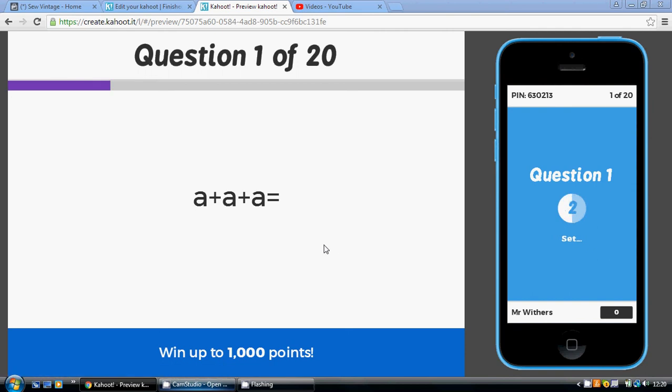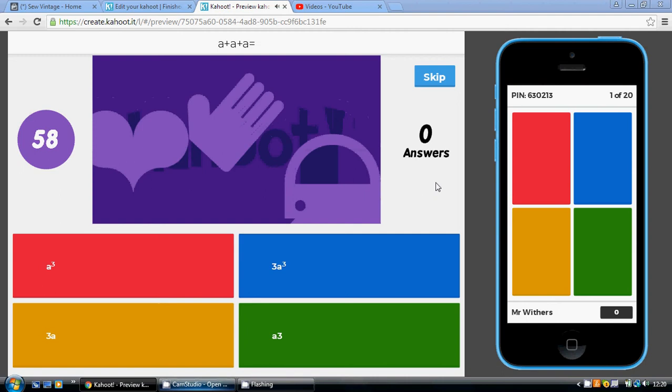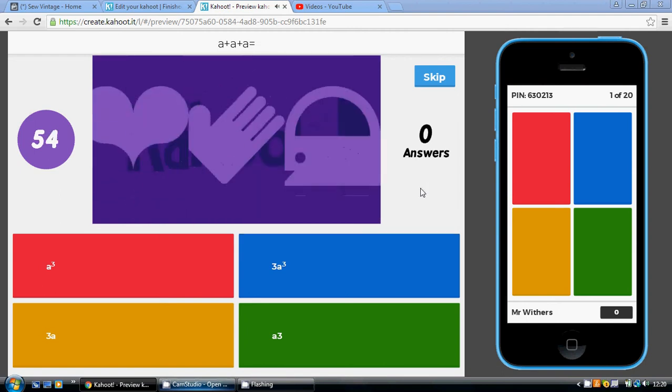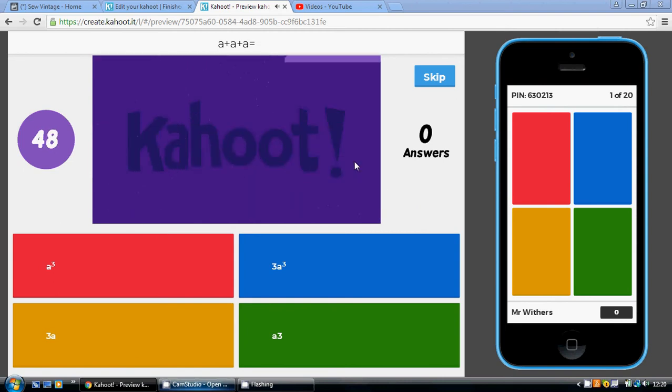So a plus a plus a. Just be careful here. This is like an apple, add an apple, add an apple. You've got three apples. So this is just 3a. Do not confuse that with a times a times a. So a plus a plus a is 3a.